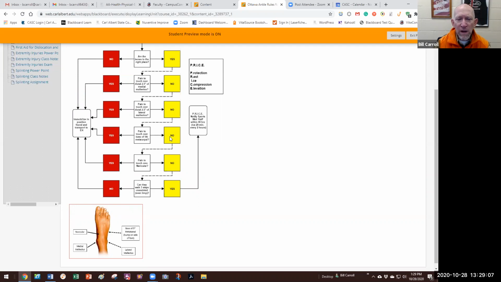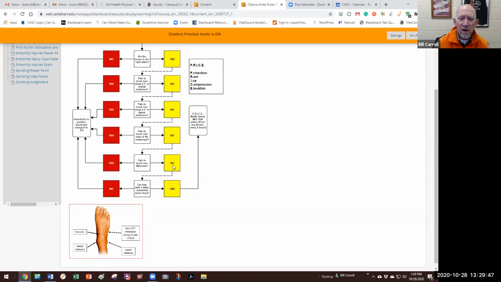If it's no, we come over here. We're going to say pain to touch over the navicular. Now the navicular is located in this portion of the foot. It's a rectangular bone and it's found just where the foot starts in there. So about in that area. And we're going to poke on it. It's what's called a tarsal bone, and those of you who've had anatomy should know what tarsals are. If it hurts to touch over that, and again, we're poking on it, we're not being namby-pamby, then yes, transport to the ER.